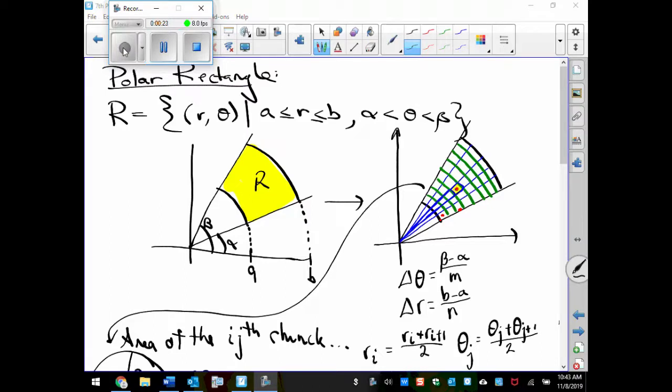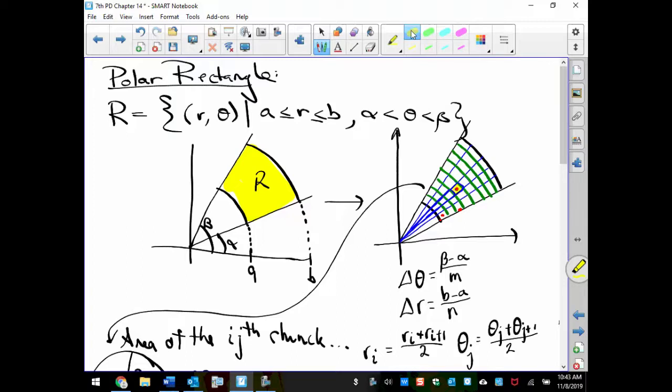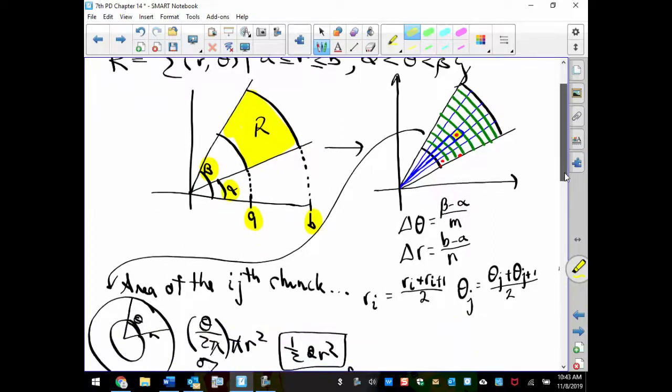If you were in class last time, which many of you weren't, we talked about polar rectangles, which you can see here. A polar rectangle is a polar chunk that ranges between two theta values, alpha and beta, and two r values, a and b. And we split that polar chunk into smaller polar chunks.